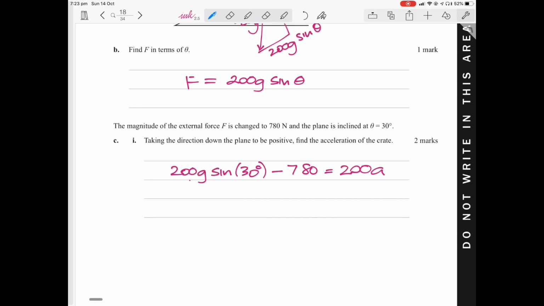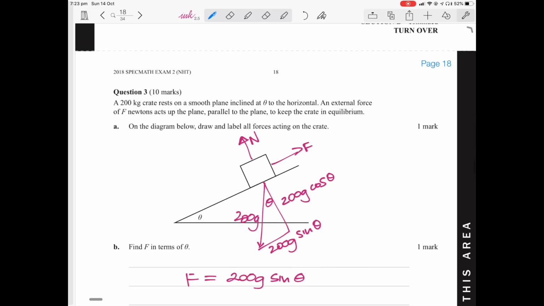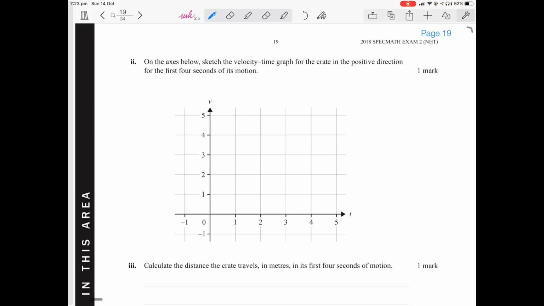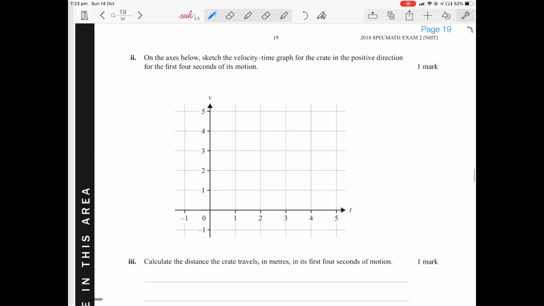Okay, that's going to be 100 g because that's a half. 100 g is 980 minus 780 is 200 equals 200a. So therefore a equals 1 meter per second squared. So that's the acceleration down the plane.